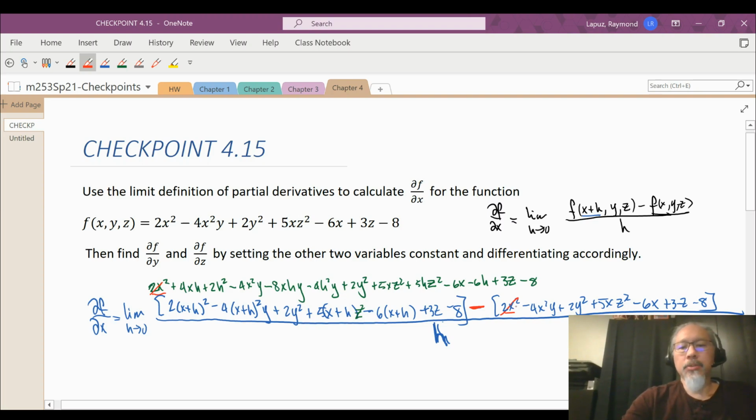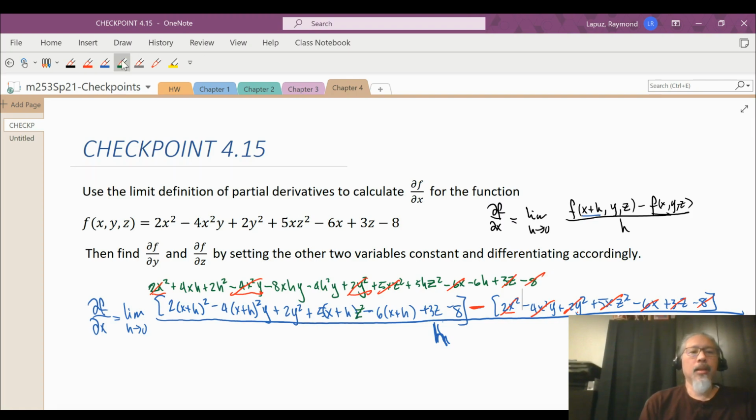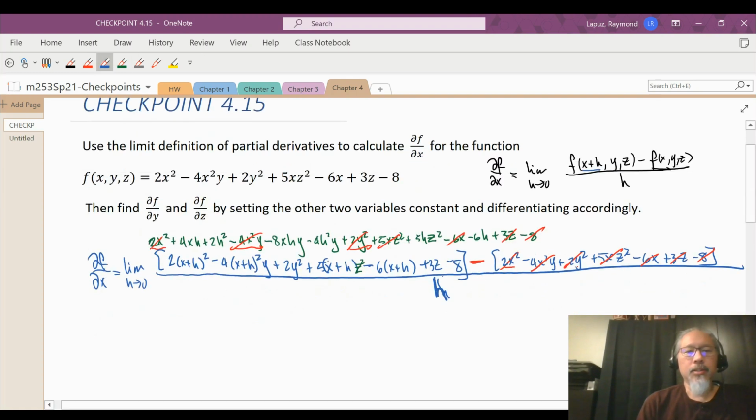So we get the negative 2x squared gone. We have a minus 4x squared y. That's minus 4x squared y. That's gone. We have a negative 2y squared. Gone. We have a 5xz squared. That's gone. Negative 6x, positive 3z, and a negative 8. All right. Now, what do we have left?